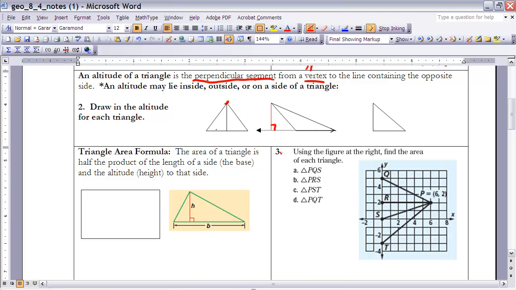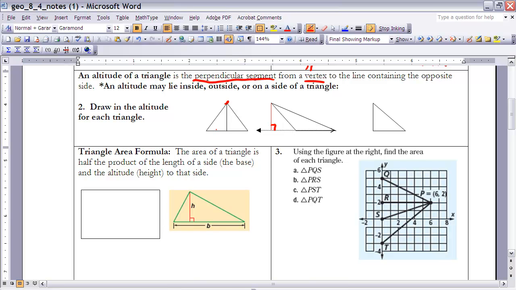So the red segment that I've drawn in here would represent the altitude from this vertex point at the top of the triangle. Now remember, every triangle has three altitudes, one from each of the different vertices. To do that, you'll notice that I extended this line and made it a dotted line. I'm just extending the line of the opposite side, so that I can drop my altitude down to the line containing that opposite side.